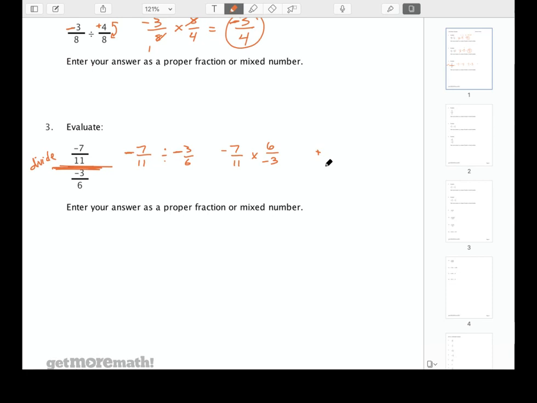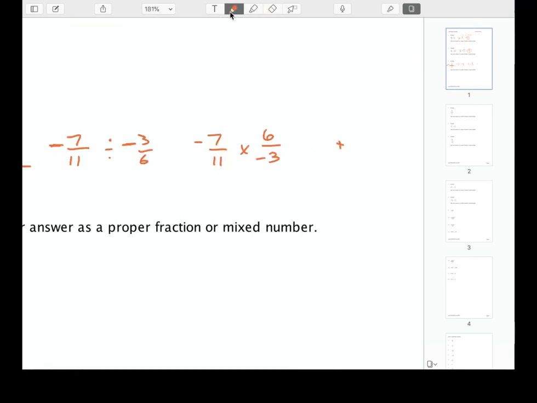Cross-reducing. Well, okay, I can't cross-reduce when I look, and a lot of people, if they don't see the cross, then they stop. But it's anything on top can reduce with anything on bottom. So when I'm looking at that, I say, oh, look, 3 goes into 3 once, and 3 goes into 6 2 times. That is reducing. It's not cross-reducing, but you can still reduce. And then you go -7 times 2 is -14. Well, we already know it's going to be positive, so let's just ignore those negatives. So it's going to be 14, and then 11 times 1 is 11.